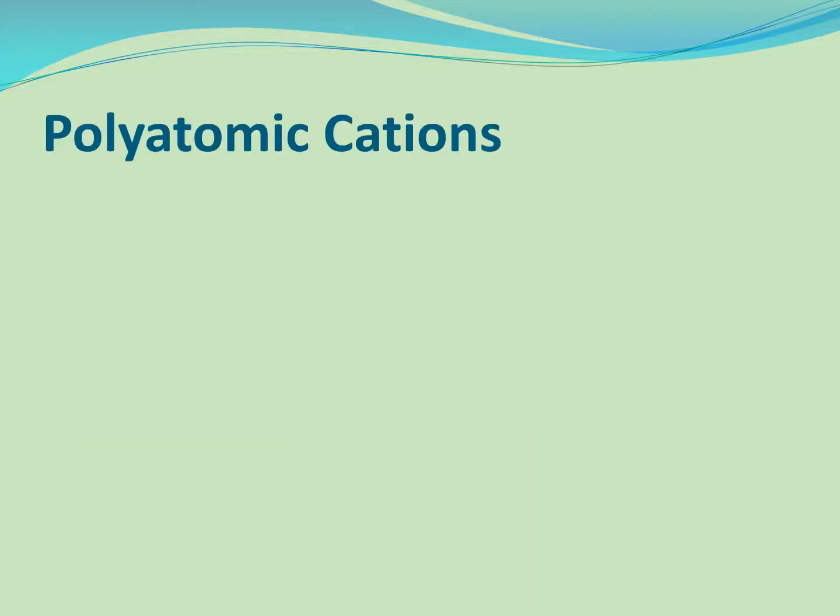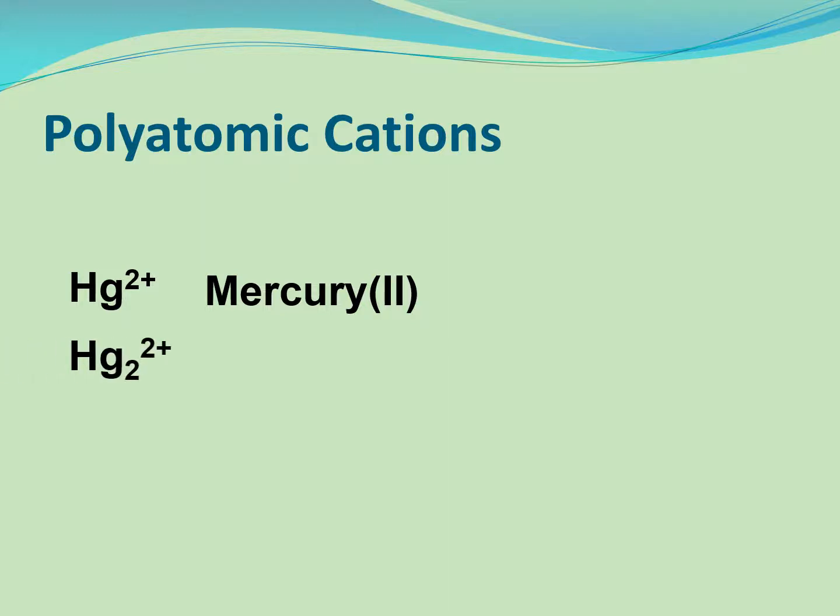So now we look at some polyatomic cations. The first one is mercury. As an element, mercury can have a +2 charge on it. And so because it can have a variety of charges, we use the Roman numeral 2 to designate the +2 charge state. I also have two mercury atoms bonded together, and they share the +2. So I have a configuration that looks like this, where I have two mercury atoms bonded together. Each one has a +1 charge on it, so I call it mercury 1.